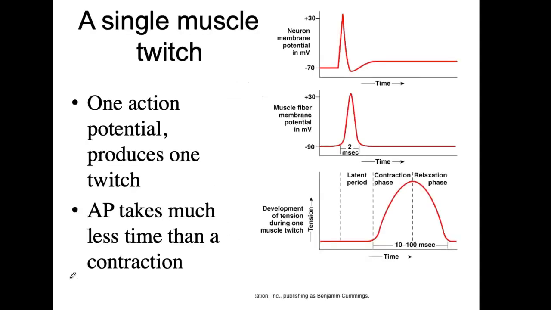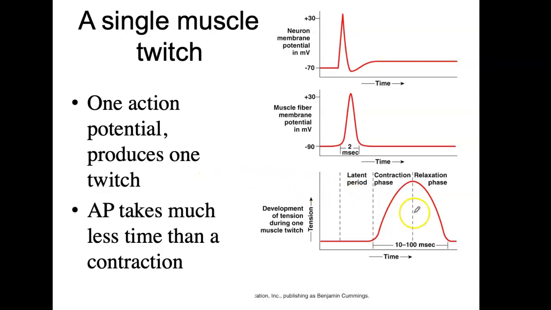So let's go back to that diagram where we compared what it looked like for an action potential as compared to what it looks like for a contraction of a muscle if you had one twitch. And so it has a latent period, a time where this action potential has been delivered but nothing happens. And then there's the contraction phase and the relaxation phase. And all this is going to take a whole lot longer than the action potential itself that only takes about 2 milliseconds. So in reading this to you, I'm saying one action potential produces one twitch.